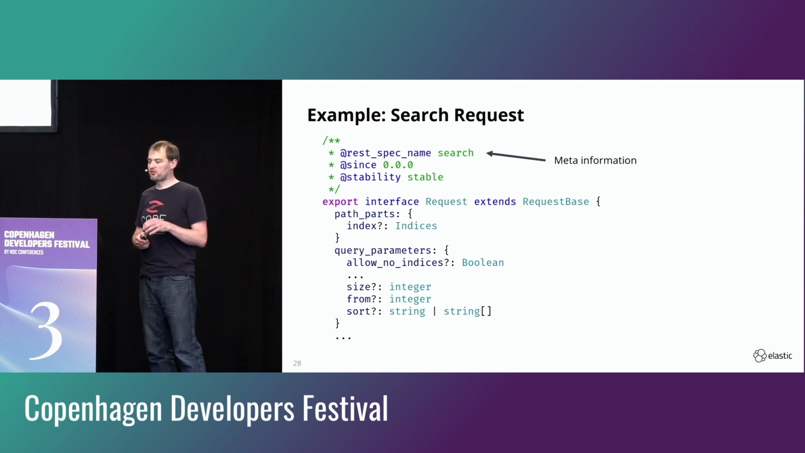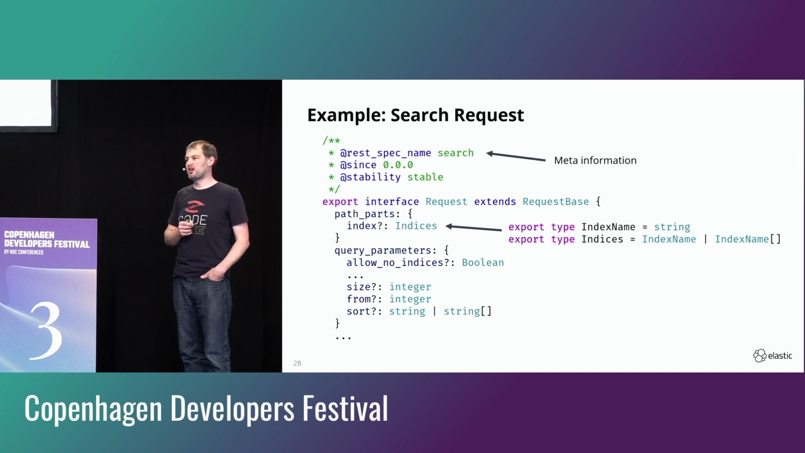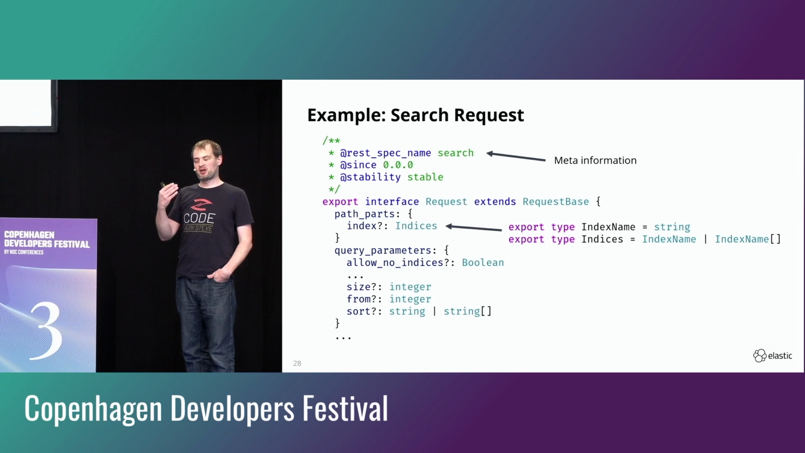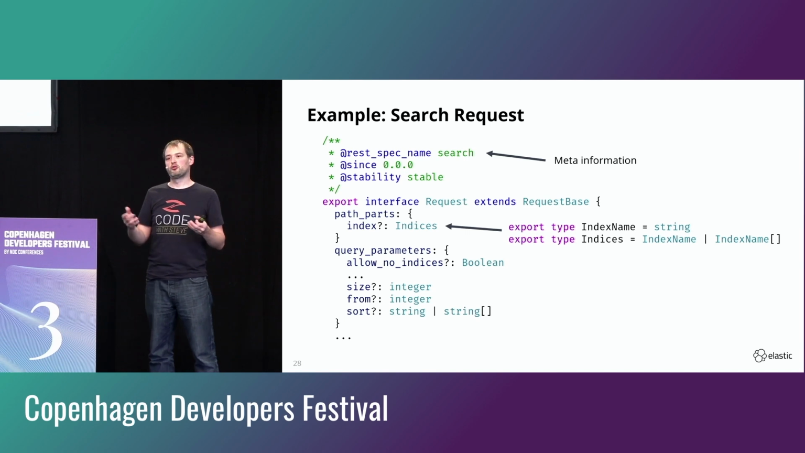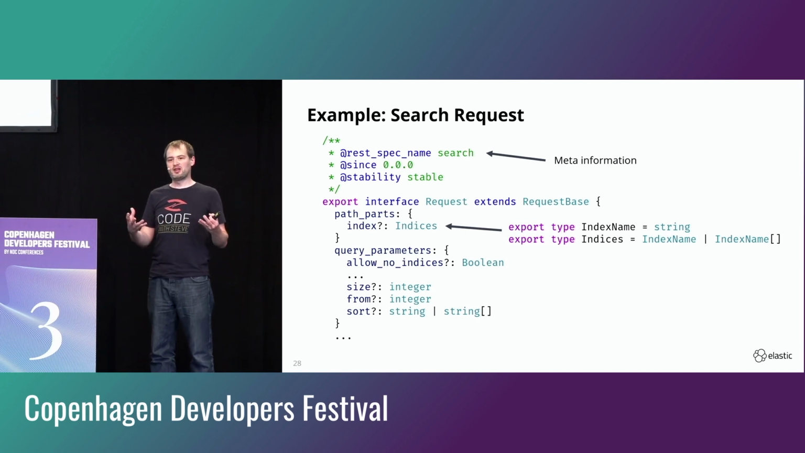In the case of search, we have path parts, and in this case, we have a single path part named index. It's optional because of the question mark, and this is logically where Elasticsearch lets you limit your search to a particular index or set of indices. It's optional because you can perform a search against everything and you don't need to provide it. But if you want to limit to an index or a data stream set, then you can do so.